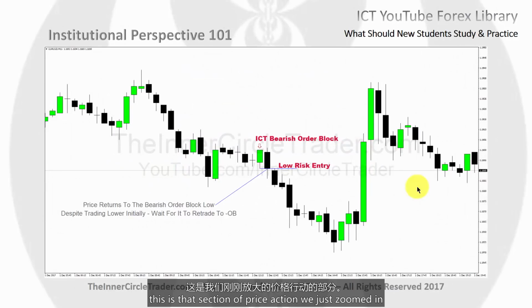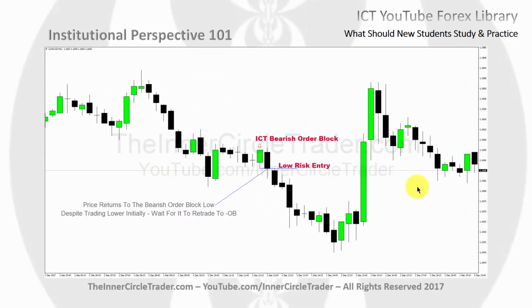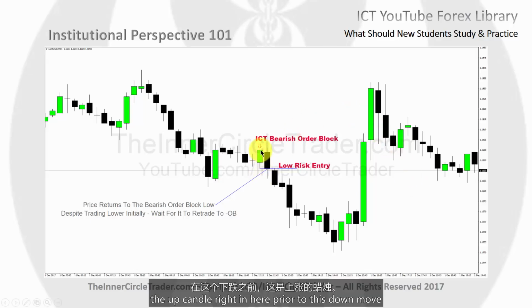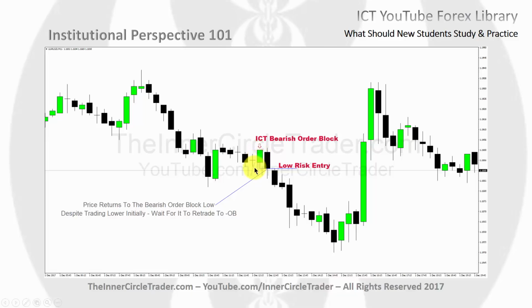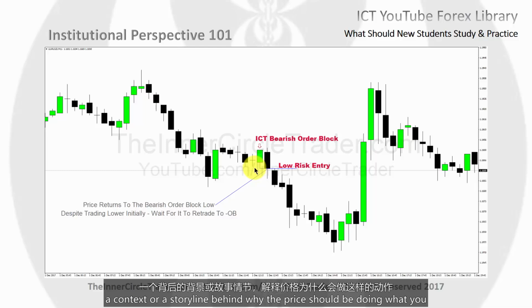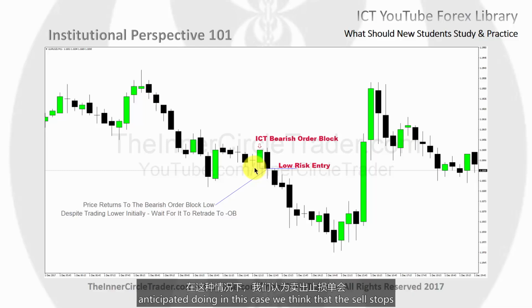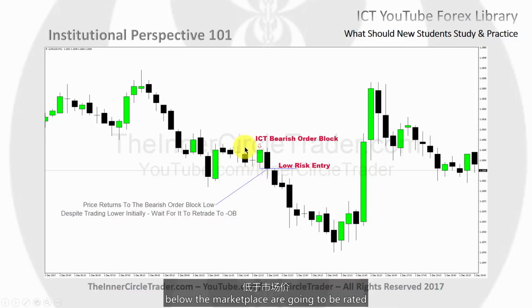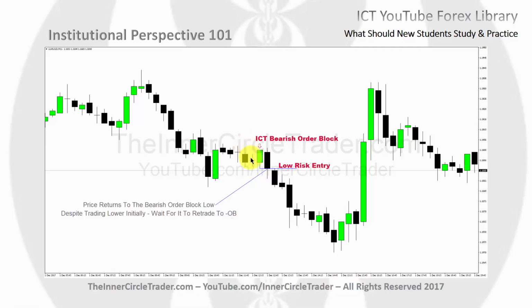So this is that section of price action. We just zoomed in, and I want you to look at this. The up candle right in here prior to this down move, this is what I refer to as a bearish ICT order block. Now, every up close candle and every down close candle does not make an order block. Okay, there has to be a context or a storyline behind why the price should be doing what you anticipate it doing. In this case, we think that the sell stops below the marketplace are going to be raided.